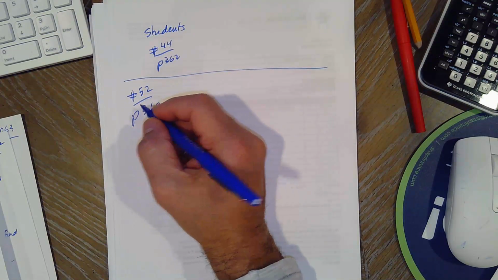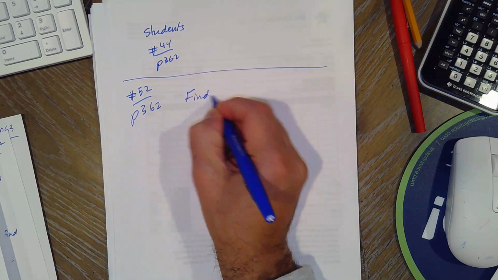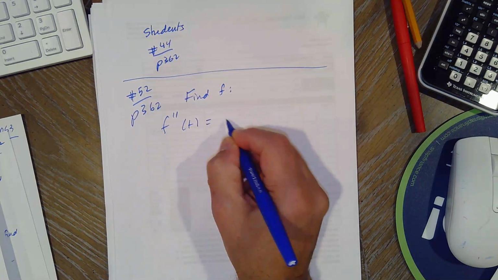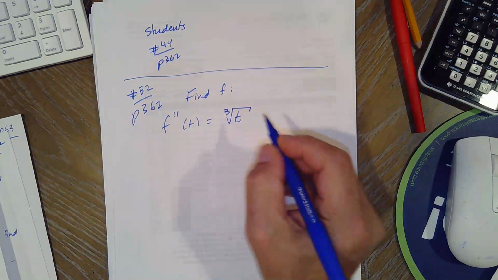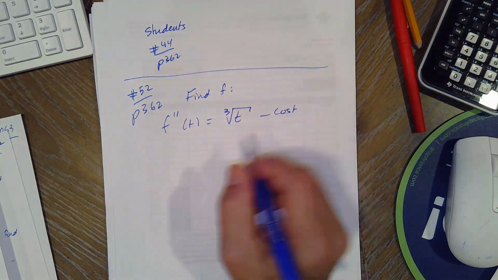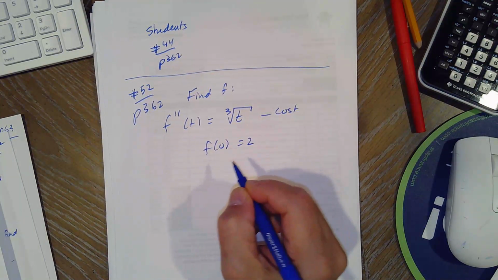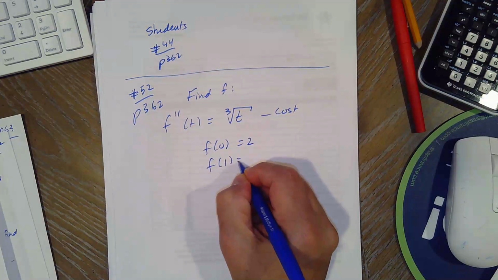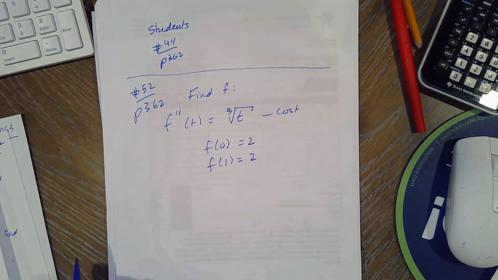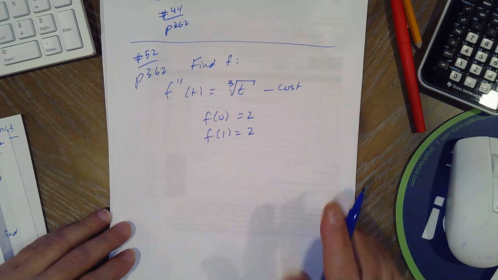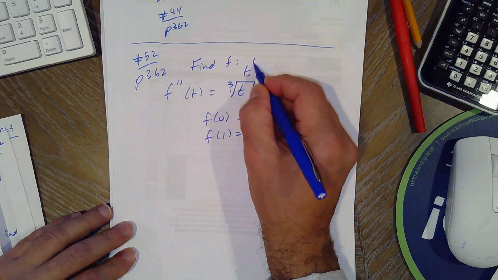It says find f, again, find f, where f double prime of t equals cube root of t minus cosine t, and they give us two initial conditions to find two constants. Well, maybe not, we'll see. f of 1 is 2, f of 0 is 2. Let's see why they gave us two conditions. So this is t to the 1/3.